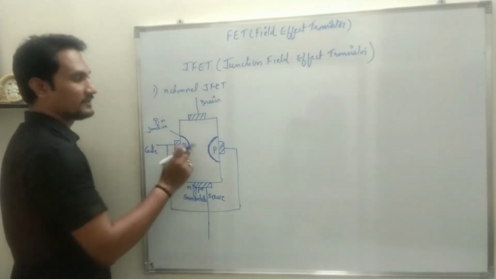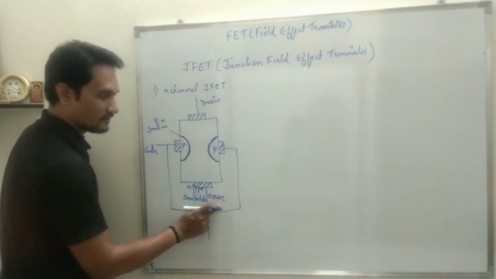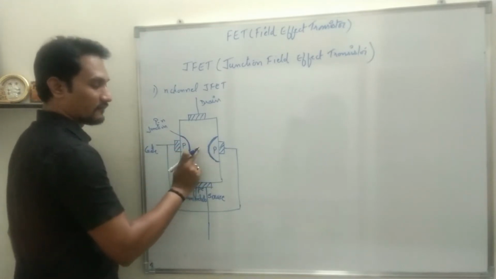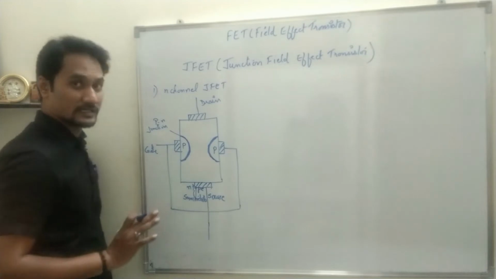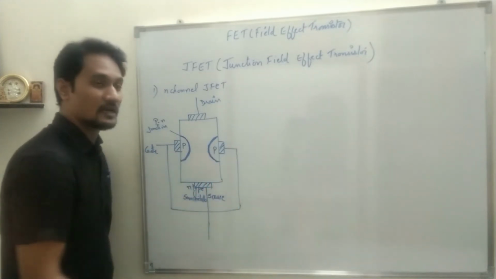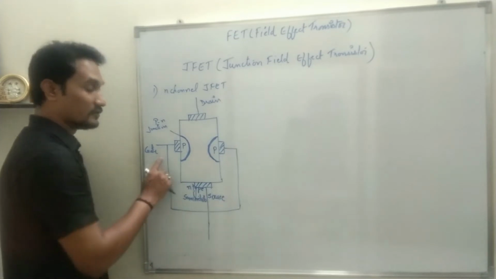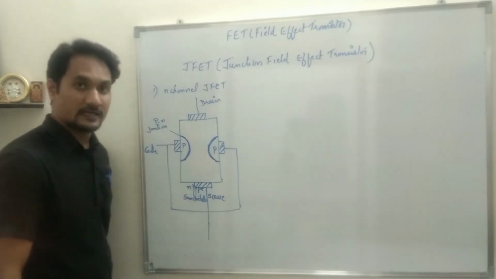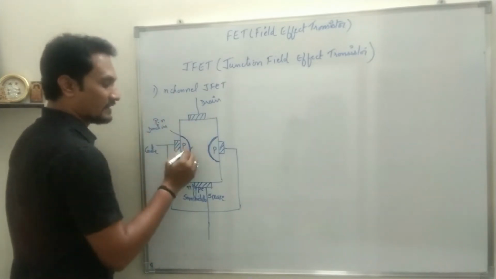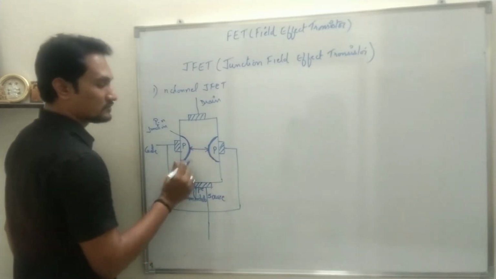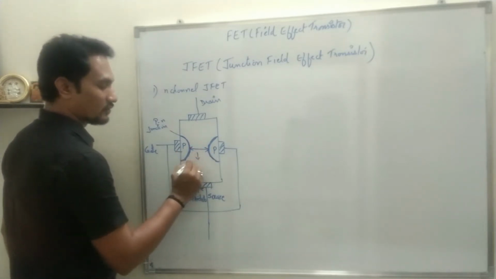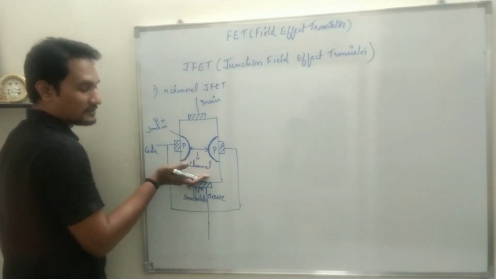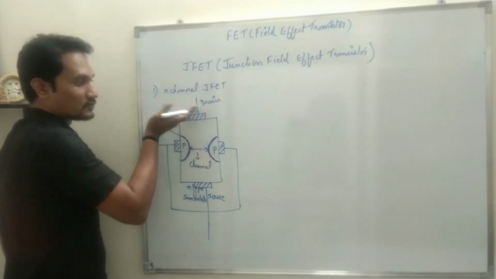Now we have three terminals: drain, source, and gate. The two p-n junctions formed on either side are connected internally together. In the next part, when I explain the working, I will not show this interconnection. You have to assume that these two p-n junctions are always internally connected. So this is the construction part. The region between these two p-n junctions is called the channel. Over this channel the electrons will move from source to drain.